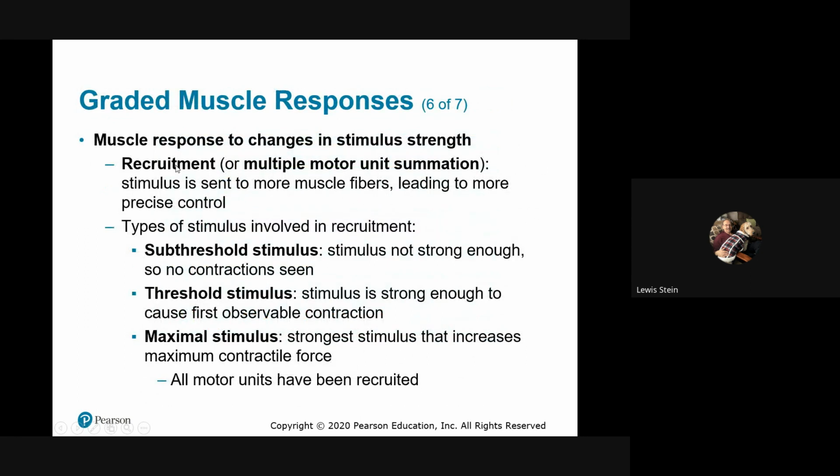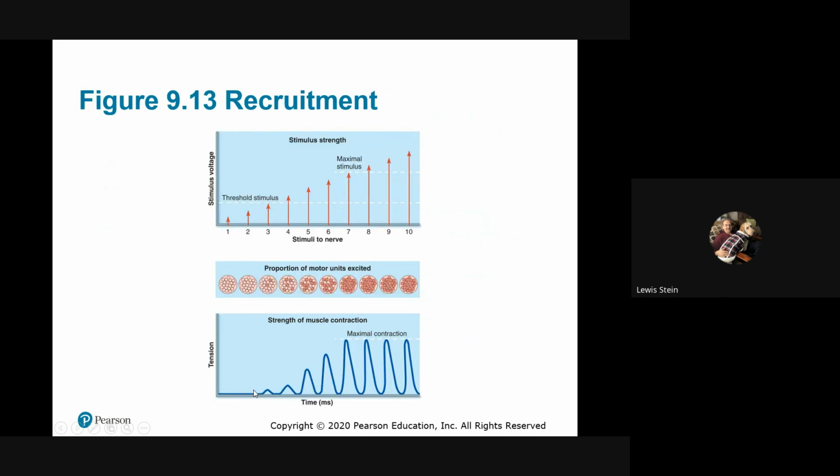So what's happening is you're recruiting more muscles leading to more precise control. So you can either get subthreshold, nothing happened, threshold, observable contraction, or maximum, strongest contraction. It's all about how many motor units. And this is the nugget that has to do with how powerful your stimulus is. So if you're subthreshold, nothing's happening. If you get to threshold, isolated motor units, even if you increase it.